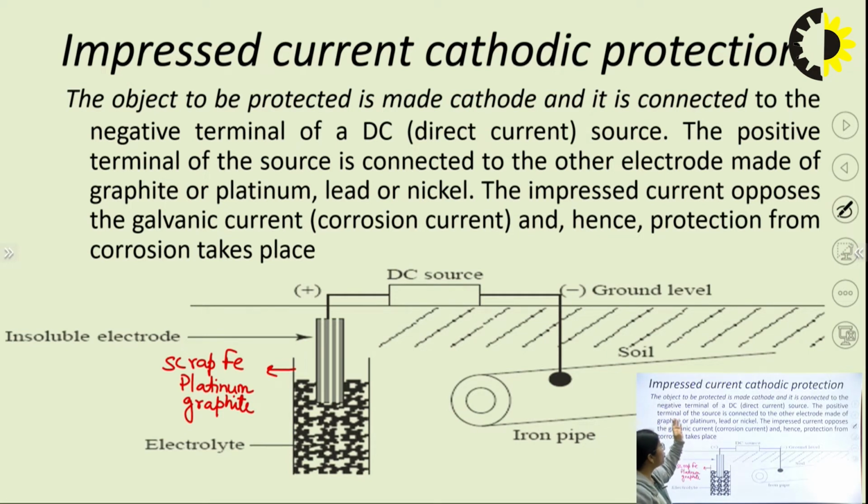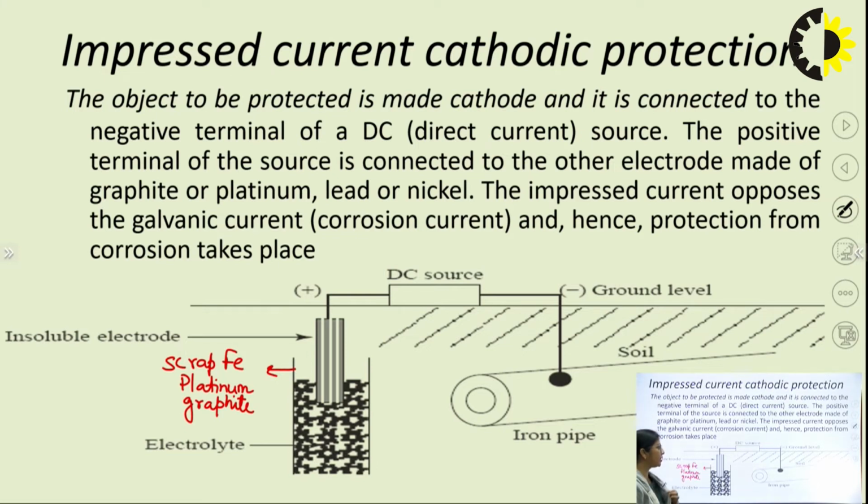Now, here the object to be protected is made cathodic by connecting it to the negative terminal of a direct current source, and the positive terminal of the source is connected to the other electrode made up of graphite or platinum or lead or nickel or the scrap iron. And the impressed current is the current which is flowing in the opposite direction to the corrosion current. So, the impressed current opposes the galvanic current, that is the corrosion current, and hence protection from corrosion takes place.